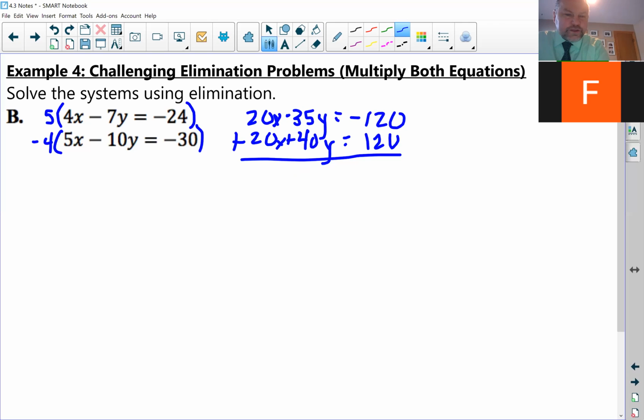20x plus 20x is 40x. Whoa, wait a minute. Let's try that again. This should be negative 20x. Now let's add. So 20x and negative 20x is 0. Negative 35y and 40y are 5y. Negative 120 plus 120 is 0. Divide by 5. y equals 0.